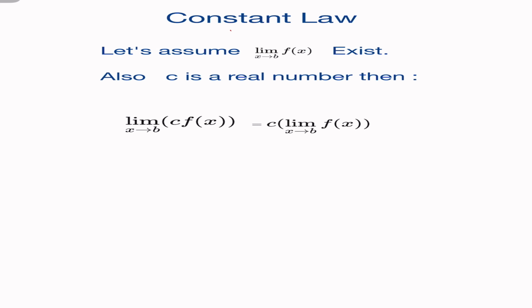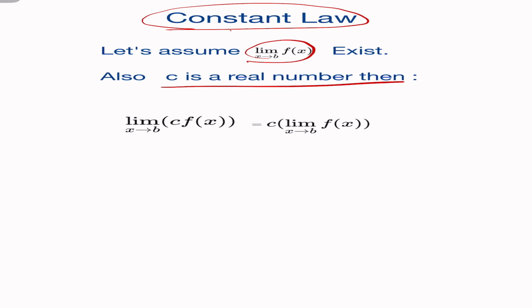This is the last law. This is called the constant law of a limit. Let's assume that the limit as x approaches b of f of x exists, and c is a real number. Then the limit as x approaches b of c times f of x is going to be simply c times the limit as x approaches b of f of x.